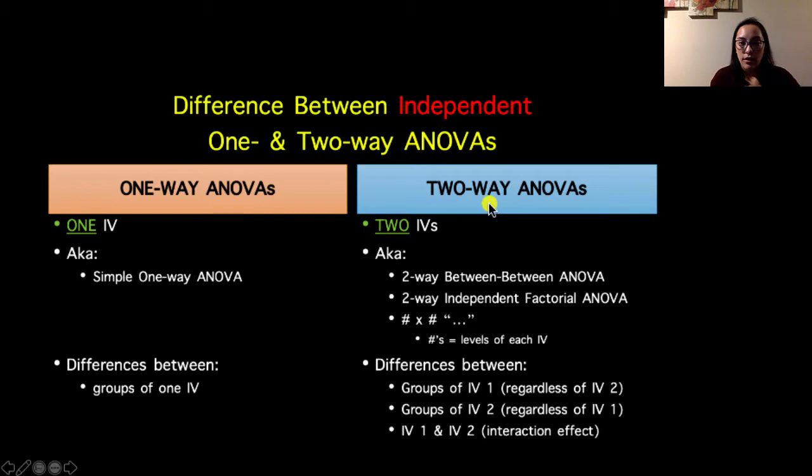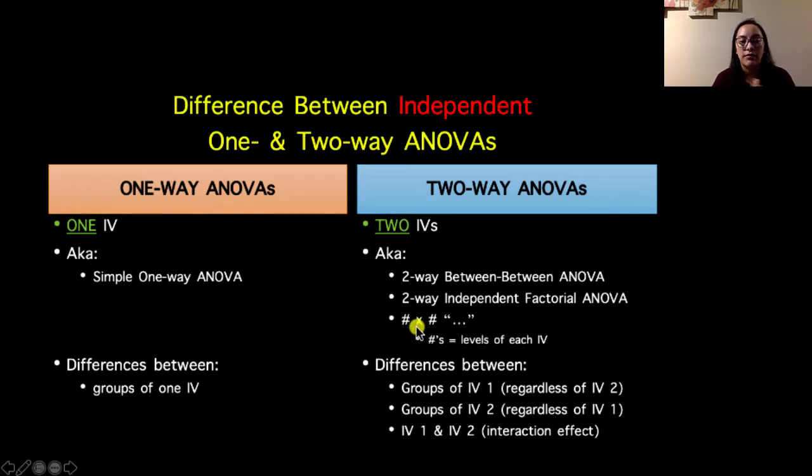For two-way ANOVAs, in some research scenario, you would be able to identify two primary points of comparison, right? So either independent variable A or independent variable B. Two-way ANOVAs are also referred to, or at least independent two-way ANOVAs can also be referred to as two-way between ANOVAs, two-way independent factorial ANOVAs.